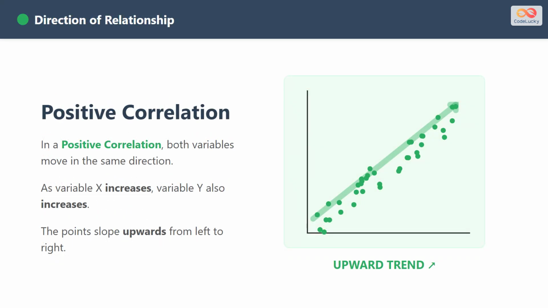Let's look at the first type of relationship, positive correlation. Here, both variables move in the same direction. As the x variable increases, the y variable also tends to increase. You can see this visually because the points slope upwards from left to right, like a hill you are climbing.